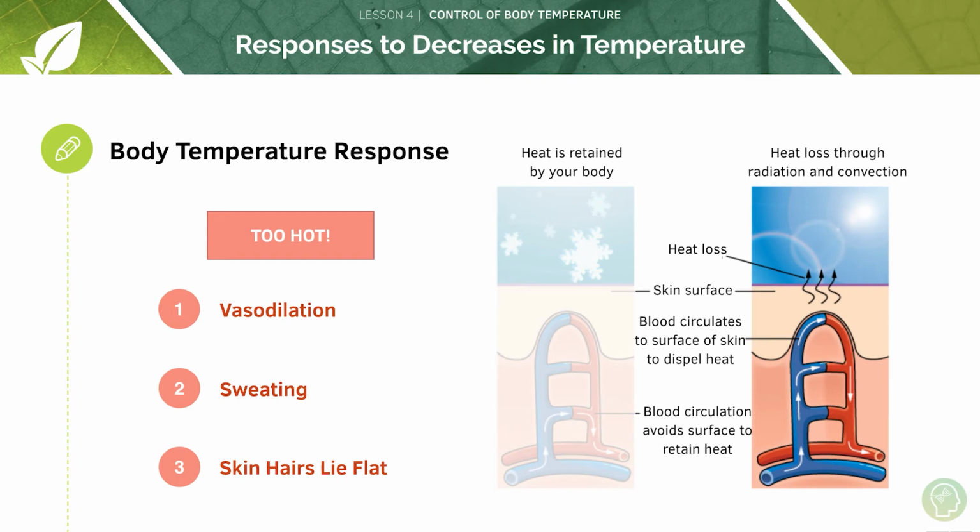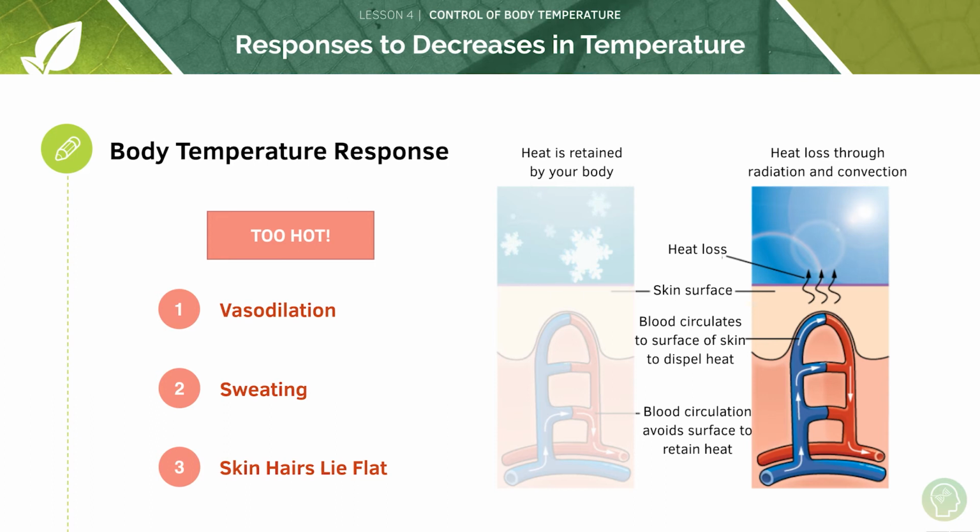So if you're ever asked this kind of question in an exam, just think, the person is too hot, they've got to try and get rid of heat from their body. So just think from first principles how you could do this. So then you would come up with vasodilation, sweating, and skin hairs lie flat. So although it is a case of a lot of memorisation when it comes to exams, you can often work it out from common sense. You've just got to try and think of the ways in which your body may try and lose heat.